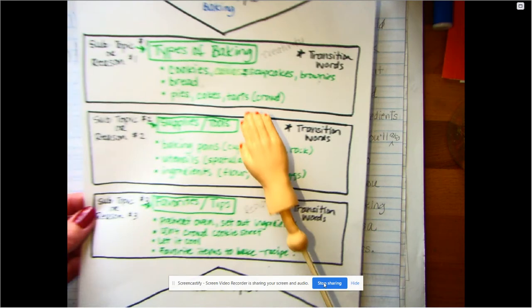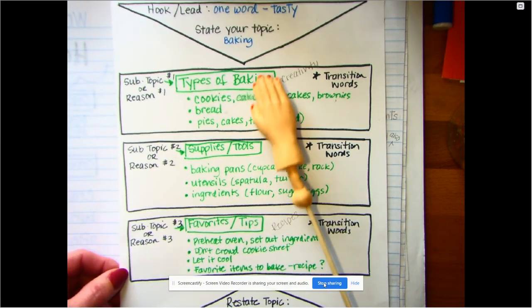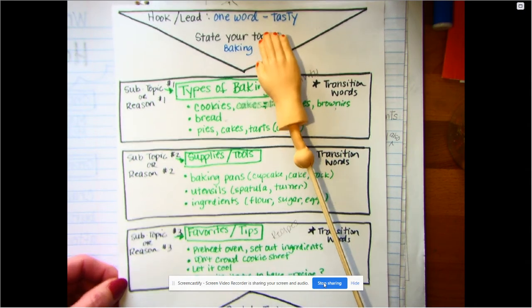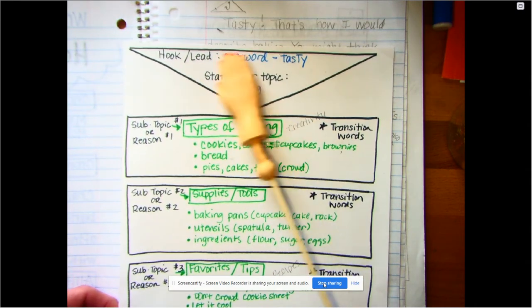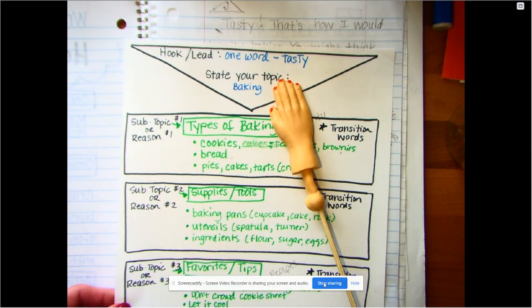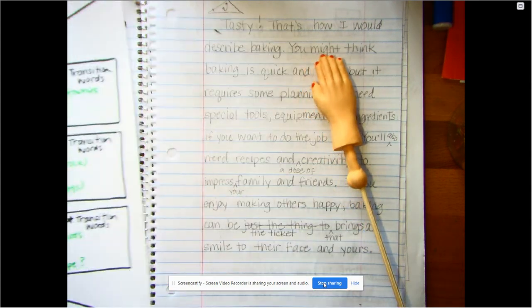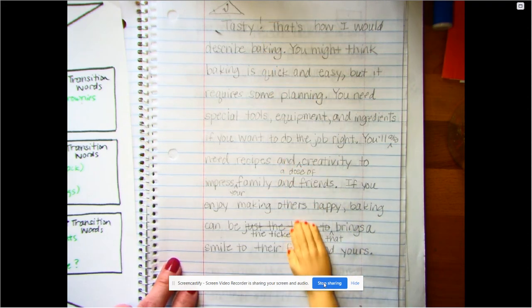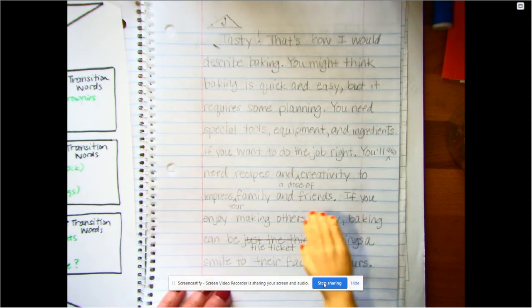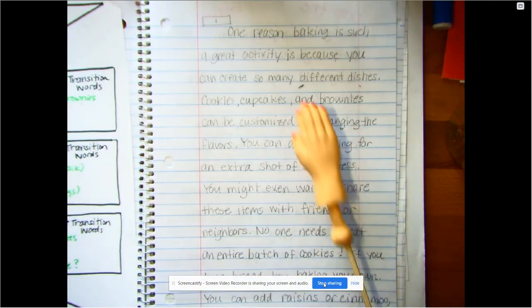So remember, you are using your Power Organizer. This is your plan. This is how you get started. This doesn't say a whole lot up here. You have to turn this into something really great that's going to grab your reader and keep them hooked. Okay, so you can go back and reread mine if you would like. Let me show you my first paragraph.